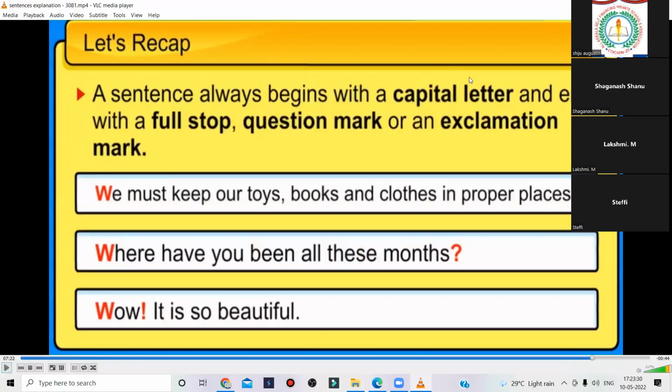We all know that a capital letter begins a sentence, and a full stop, question mark or exclamation mark is used at the end for such types of sentences. Question mark for questions, full stop for affirmative or declarative sentences. So based on the full stop, question mark and exclamation mark, we can divide the types of sentences. Clear?